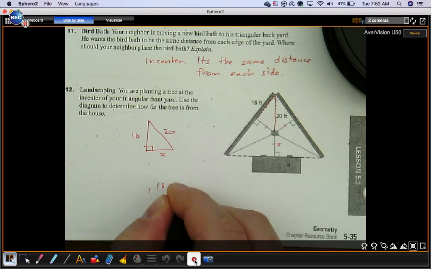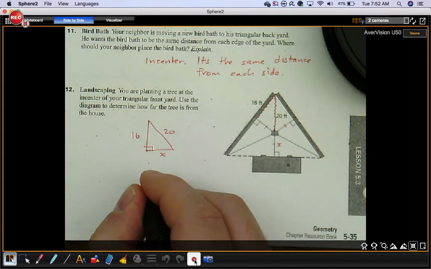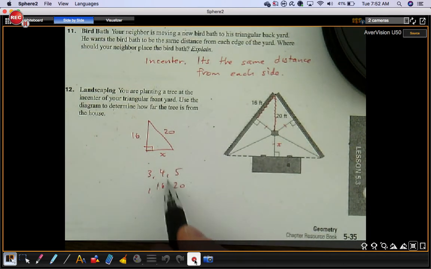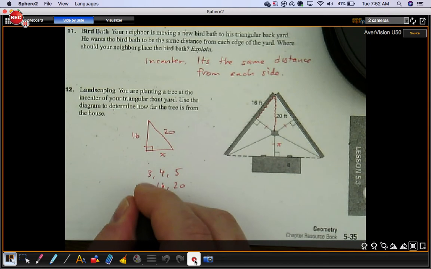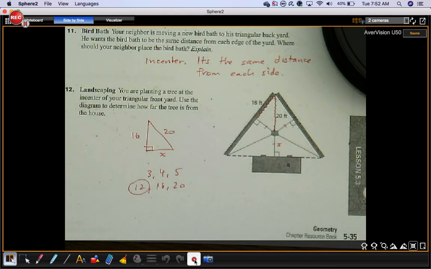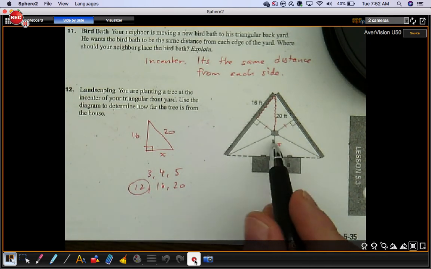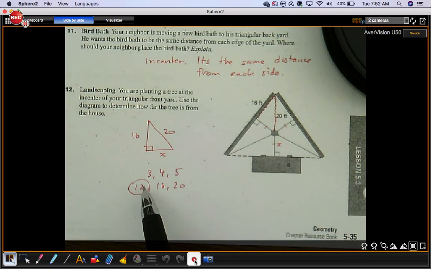16 and 20. I know my triples. I'm pretty sure this is a 3, 4, 5, just multiplied by 4. So that distance is 12. How far is the tree from the house? It's going to be 12 feet.